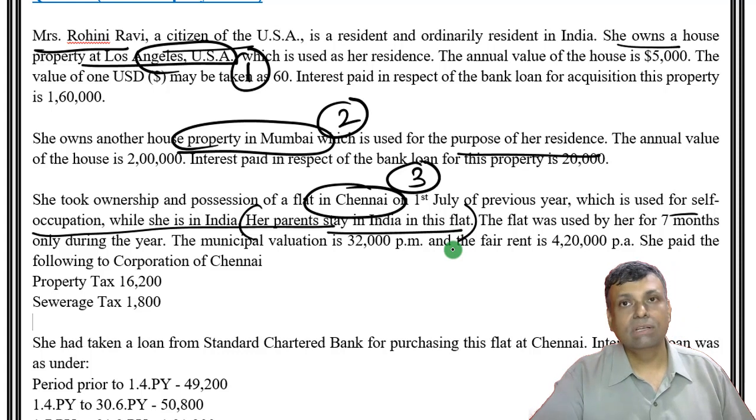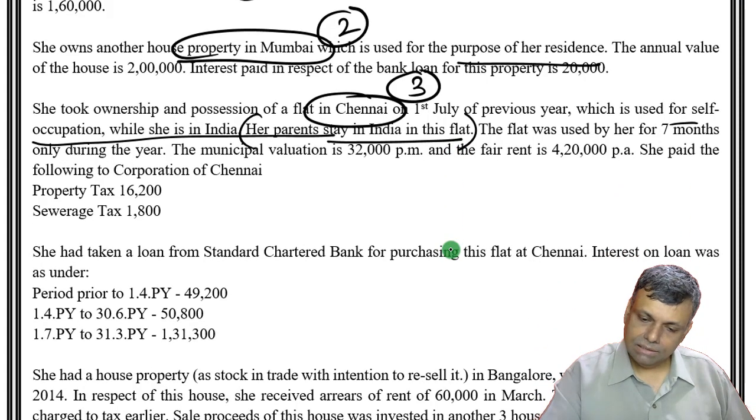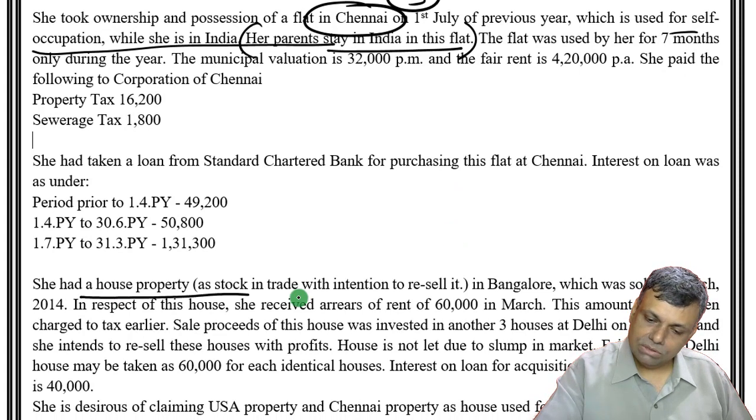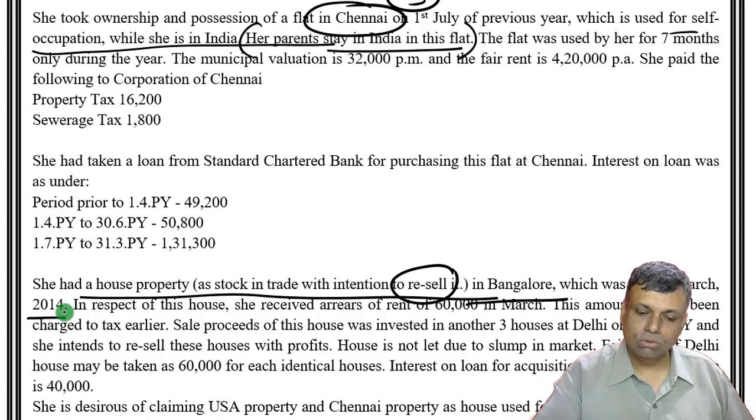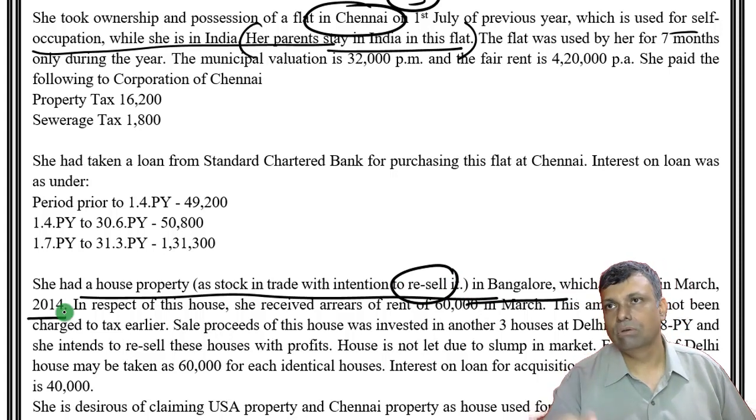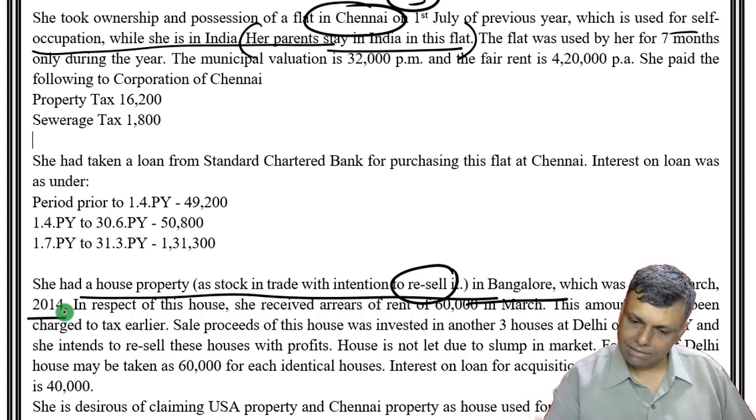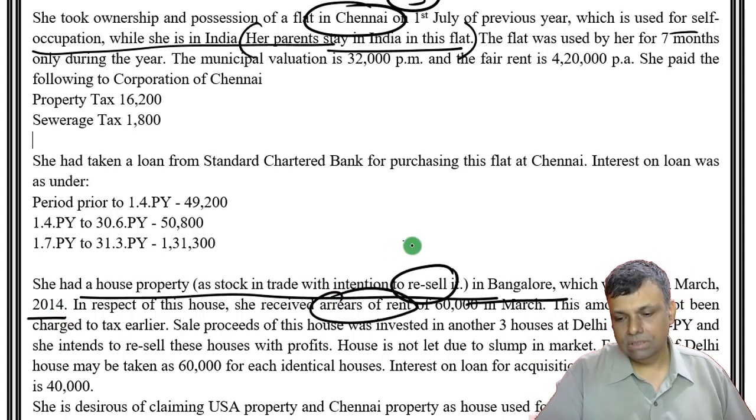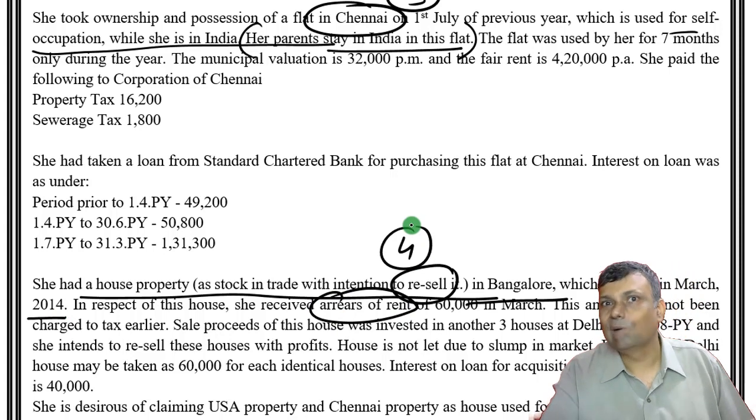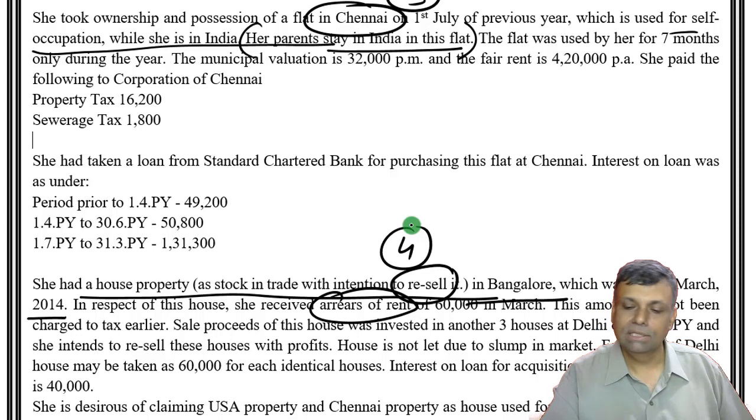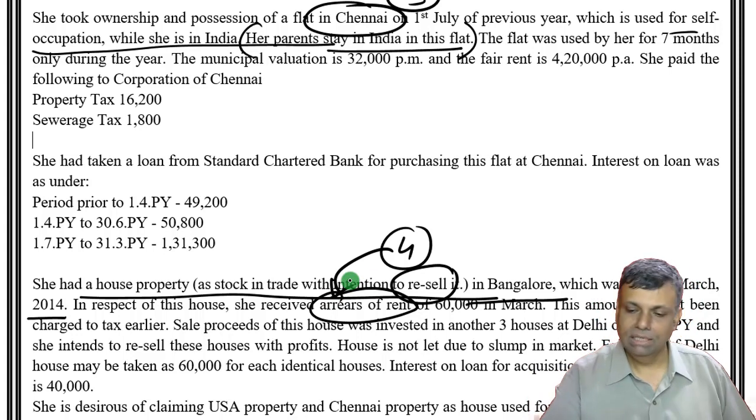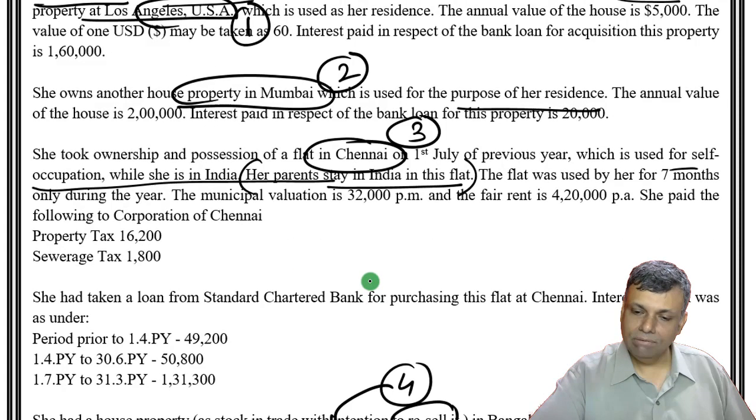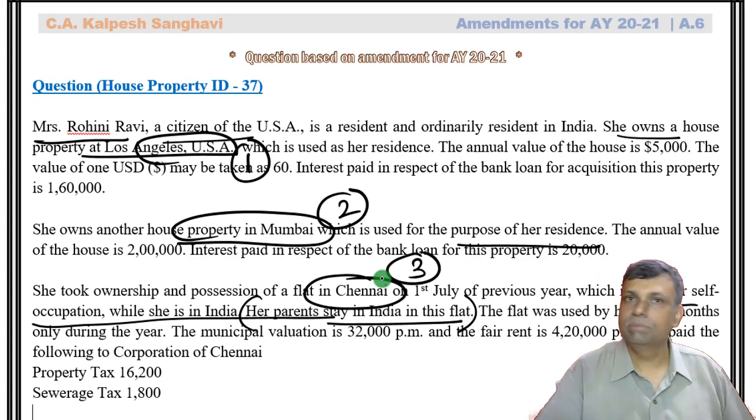So, basically in this question, there are 3 properties. And she already had one house as stock in trade with the intention to resell it in Bangalore, which was sold in March 2014. So, one very old house was there, which was already sold even before that. And for that, I think she is getting some arrears of rent. So, this is the 4th transaction. I will say it is not a 4th property, because during the previous year she doesn't own it, but she has only got the arrears of rent with respect to this 4th property, as it was already sold years before. So effectively, friends, she has got 3 properties here in this particular question.